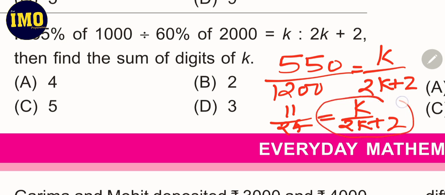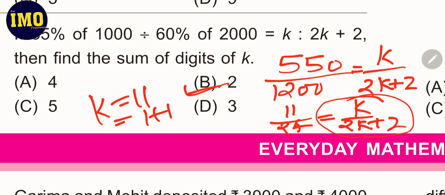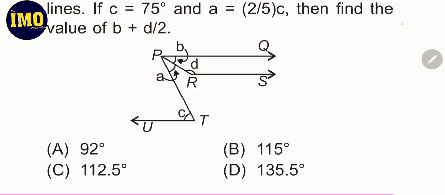So we verify by putting the value of k is equal to 11. And when k is equal to 11, the sum of digits 1 plus 1 is equal to 2. So we get the answer 2. So 2 will be the answer of this question. Now move to the next question.